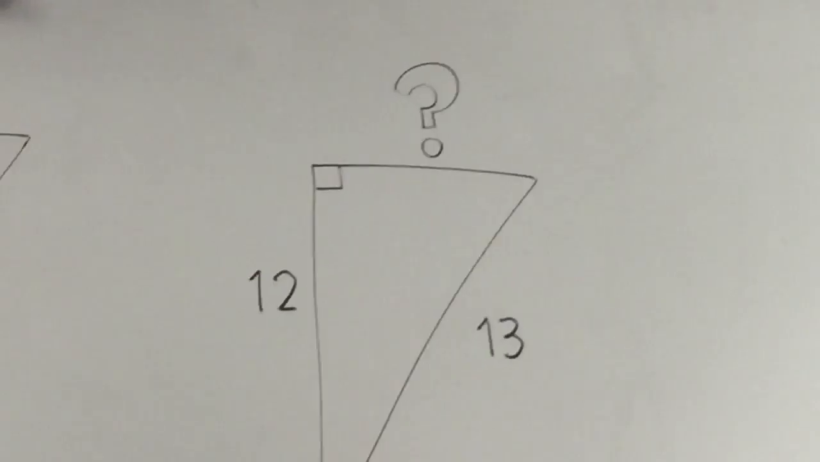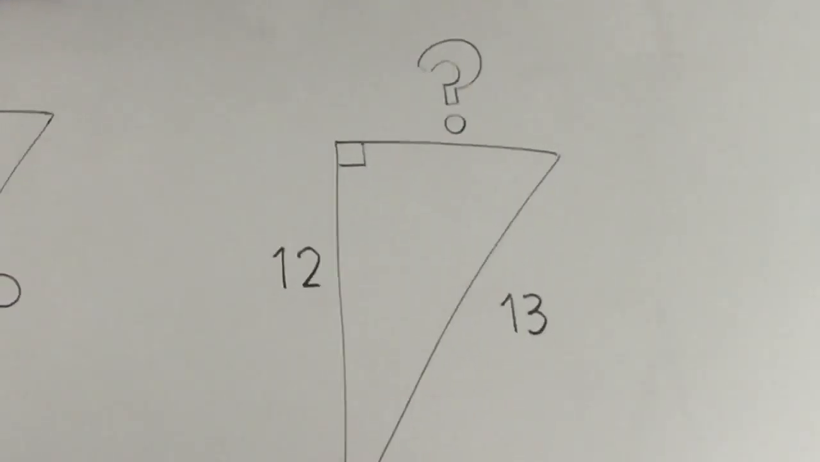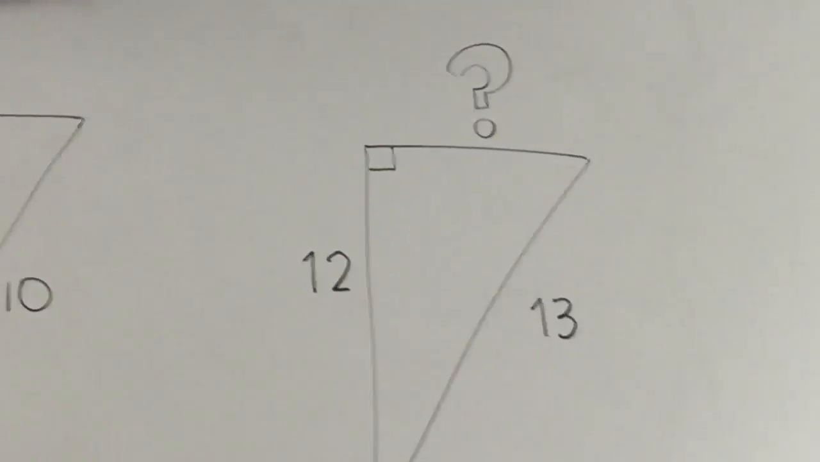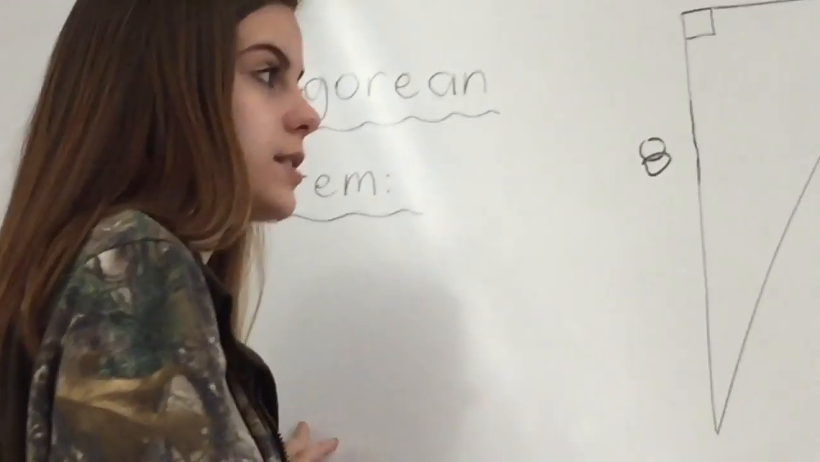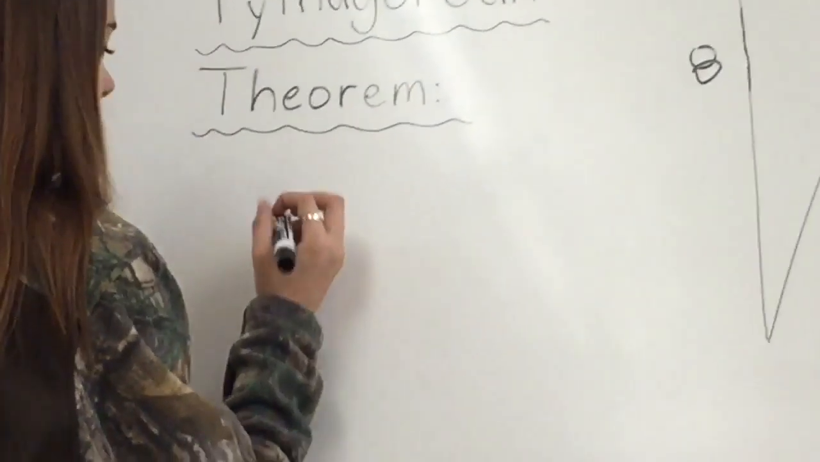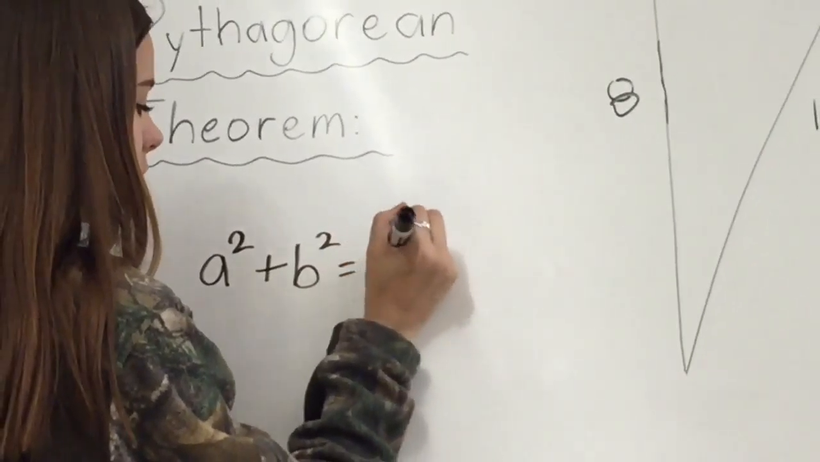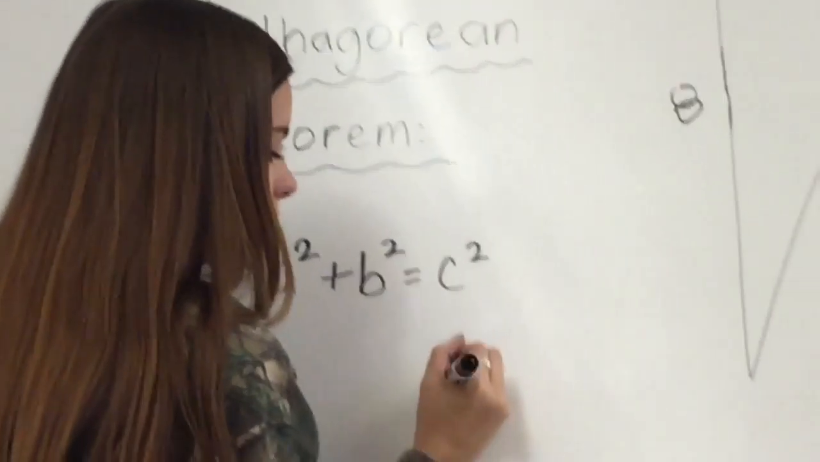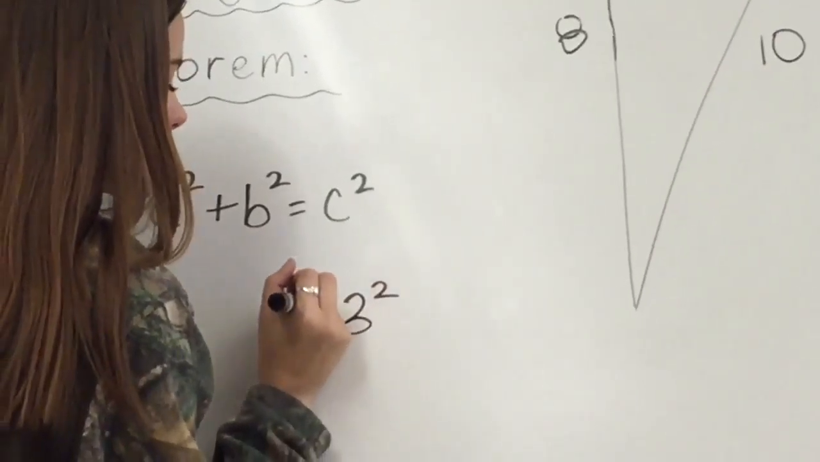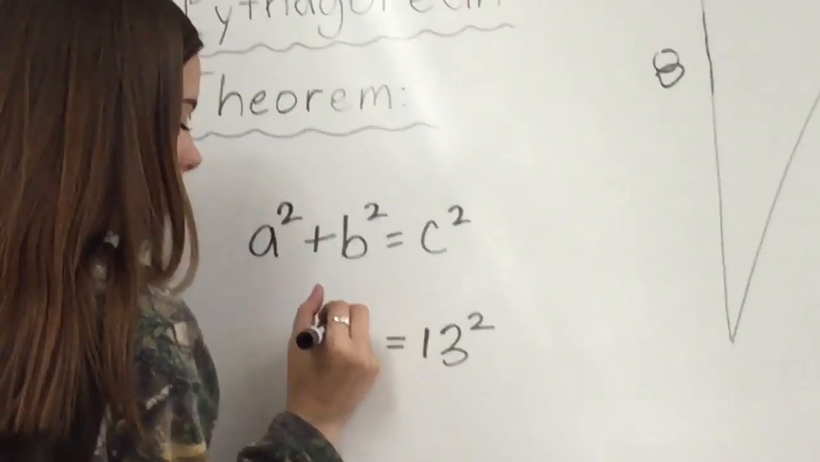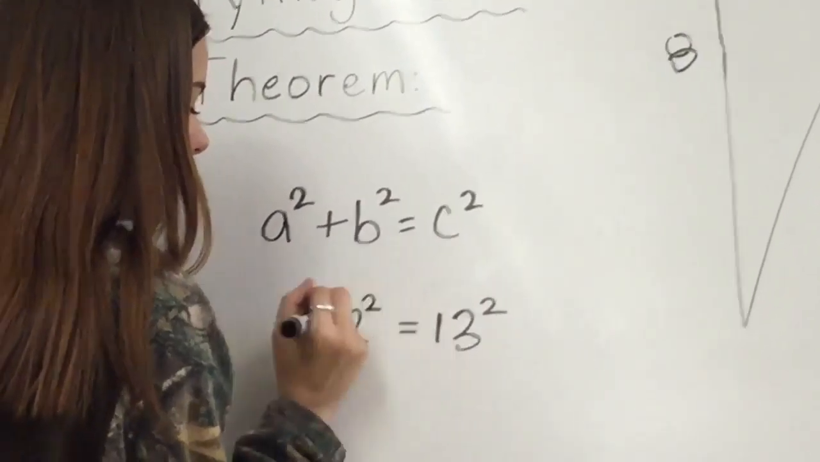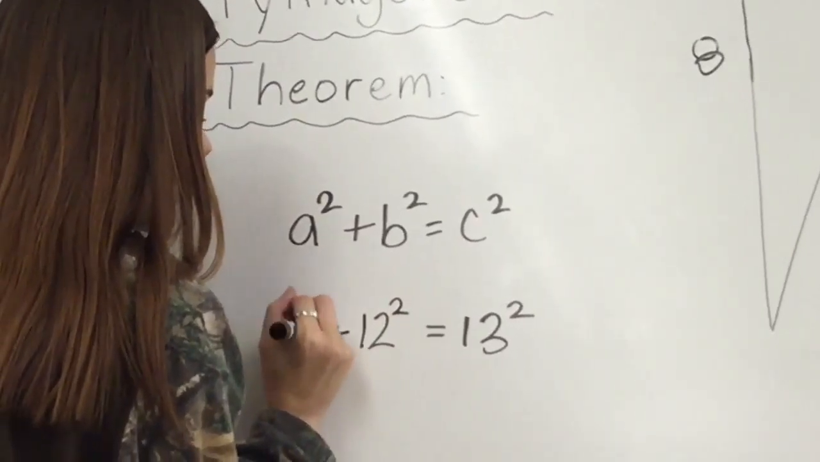Now, we have 13 and we have 12. This 13, since it's on the hypotenuse, isn't going to be added to the 12. This time, it's going to be on the outside. So with our a squared plus b squared equals c squared, 13 is going to go on the outside. It's going to be 13 squared equals, and then we can just put the 12 in the b slot. So 12 squared plus a squared.